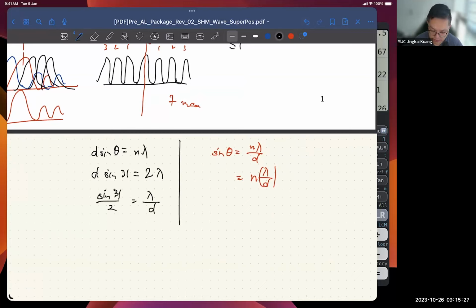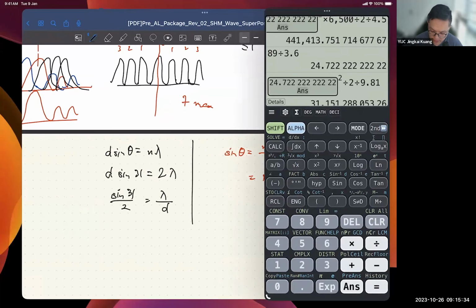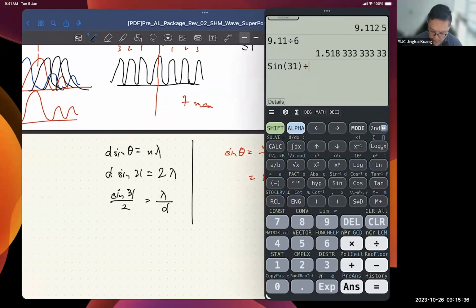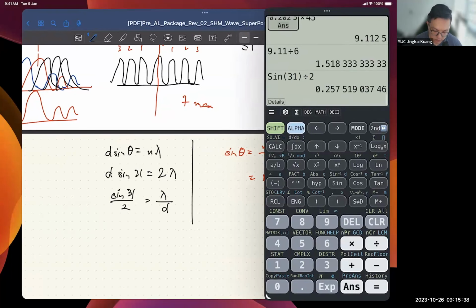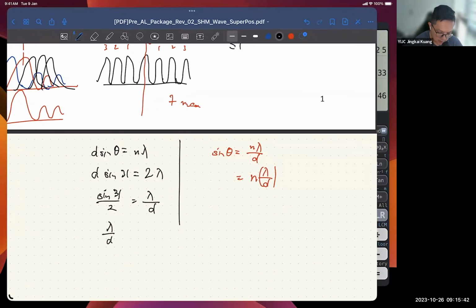Okay, then let's pop up the calculator for a while. So I'm going to work out what sine 31 divided by 2 is. I get 0.257. So back to here, lambda over d is equal to 0.257.